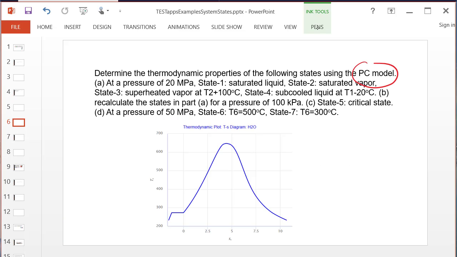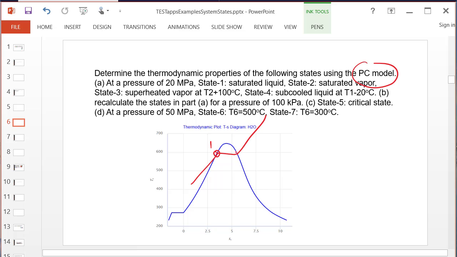So even before we begin, we have an idea of these states. At a high pressure of 20 MPa, we are supposed to find a bunch of states. State 1 is a saturated liquid state. State 2 is a saturated vapor state. 3 is a superheated state. And 4 is a subcooled liquid state.